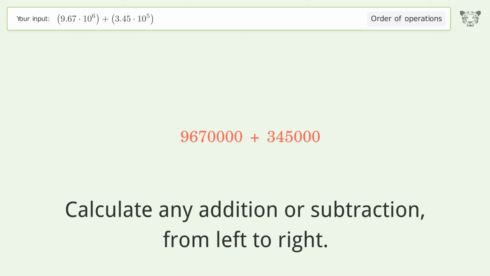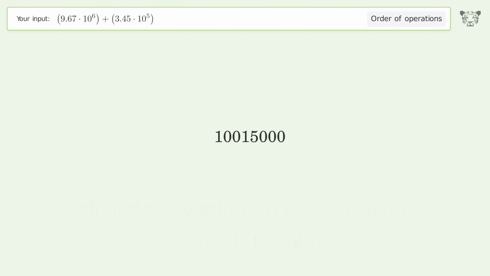Calculate any addition or subtraction, from left to right. 967,000 plus 345,000 equals 1,001,50. And so the final result is 10,015,000.